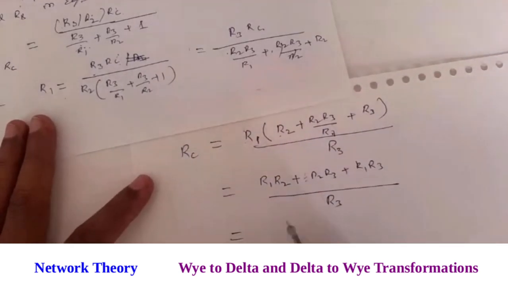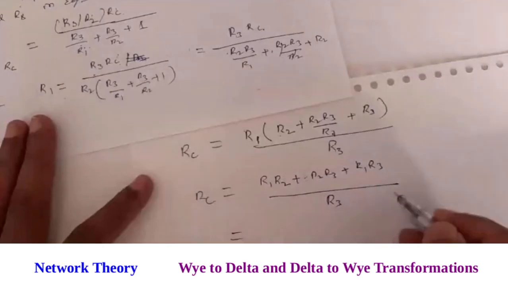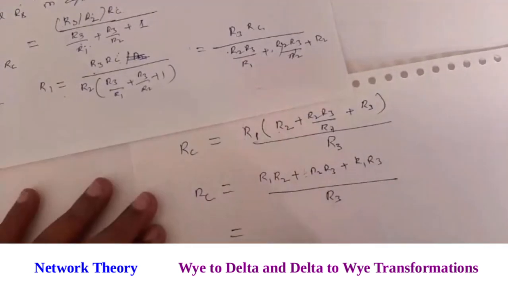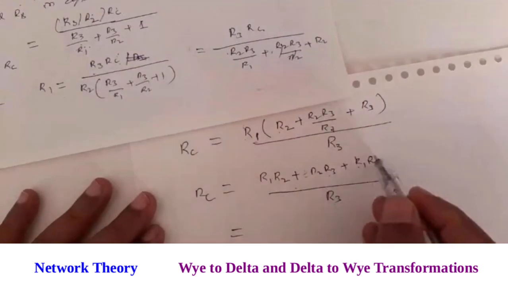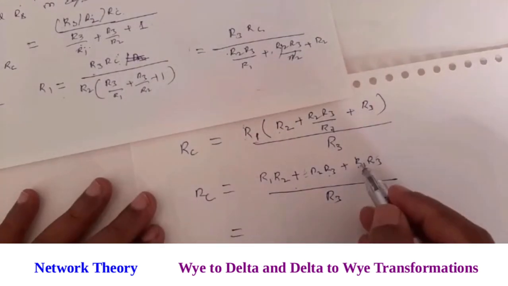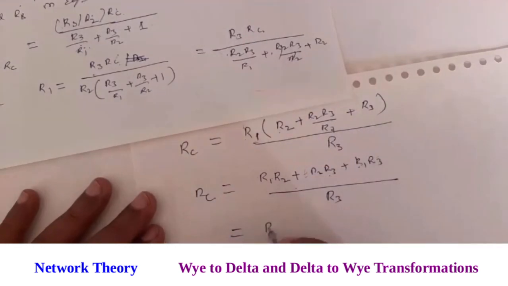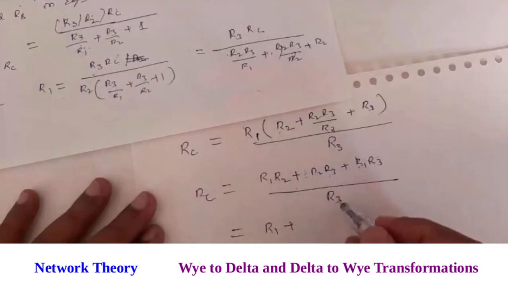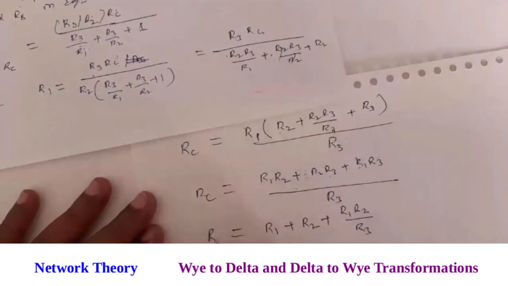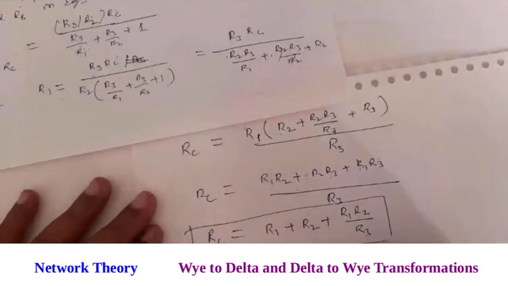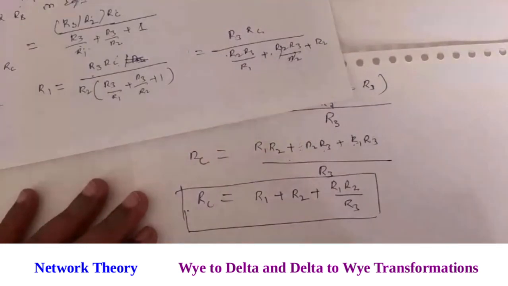You can consider only this much, otherwise a little bit you can simplify. What I do, I'll separate all the terms. R1 R3 divided by R3, you will get just R1, plus R2 R3 divided by R3, you will get just R2, plus of R1 R2 divided by R3, this is your RC. I simplified it. Okay, R1 plus R2 plus R1 R2 divided by R3.